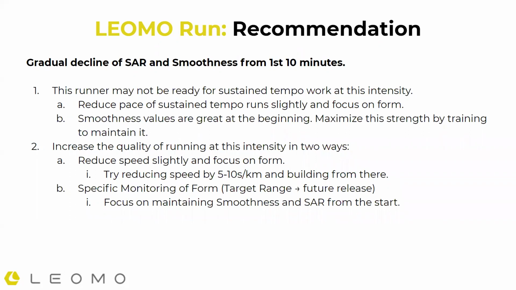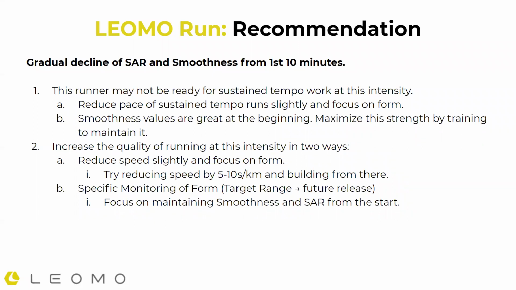The smoothness values, again, are great at the beginning. I think we ought to maximize that strength by training to maintain it. So the two ways that we can increase the quality at this intensity, like I just said, reduce the speed and focus on form. I'd probably start with about 5 seconds per kilometer and build from there.